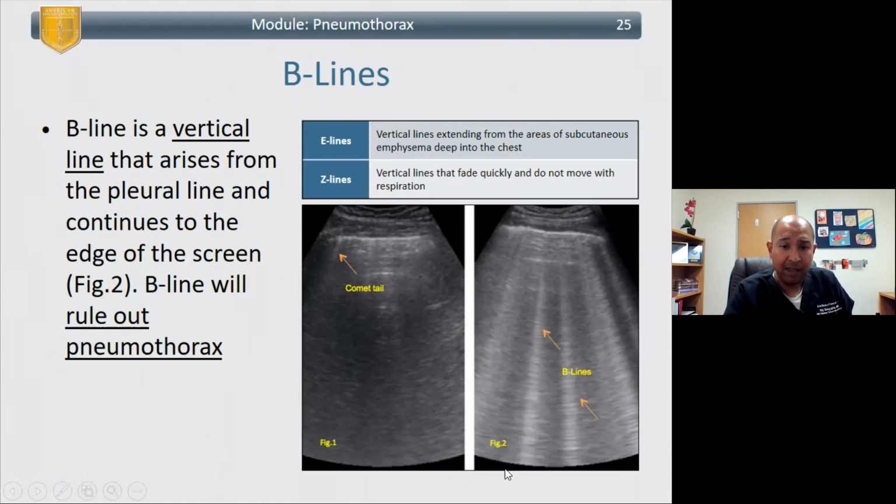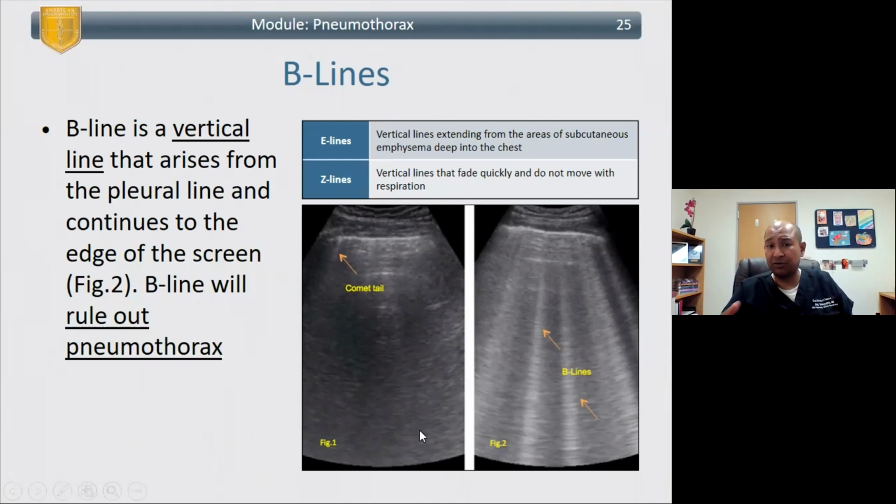They're labeled B lines. Now, if the B lines only go up to here, we call these little comet tails, but they're essentially what we call Z lines. They're vertical lines that fade quickly, and they don't go all the way down. E lines are vertical lines that extend from areas of subcutaneous emphysema. So let's say someone has a pneumothorax, someone had a central line, and they cause pneumo, or if you have areas of subcutaneous emphysema, the lines will extend from there and go all the way down.